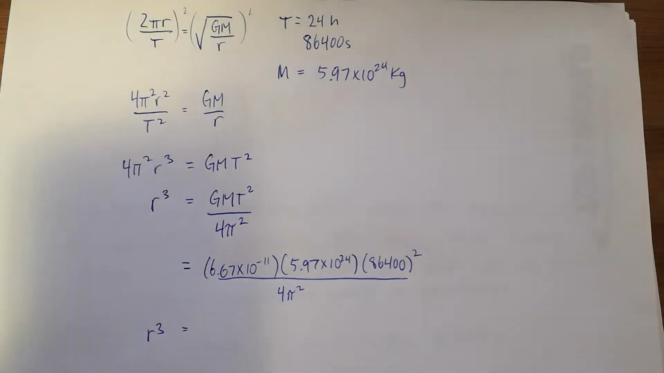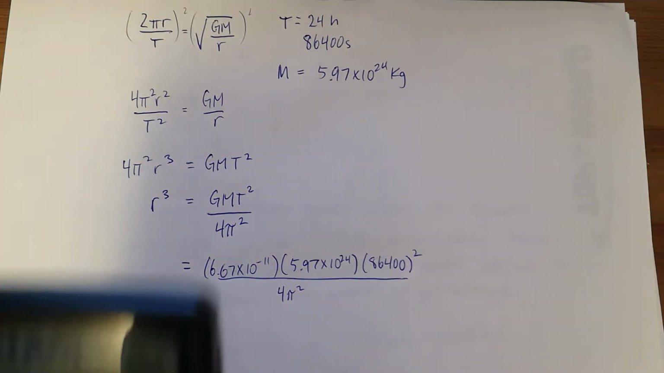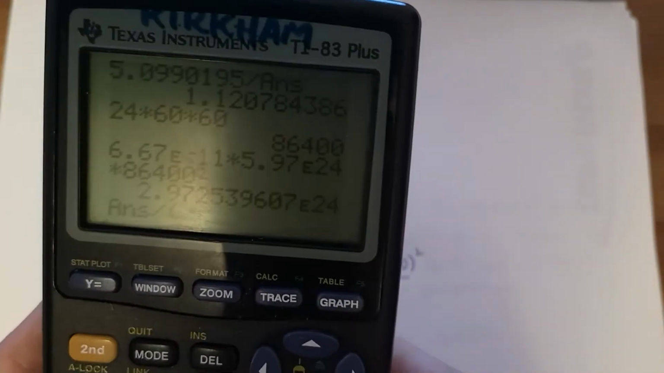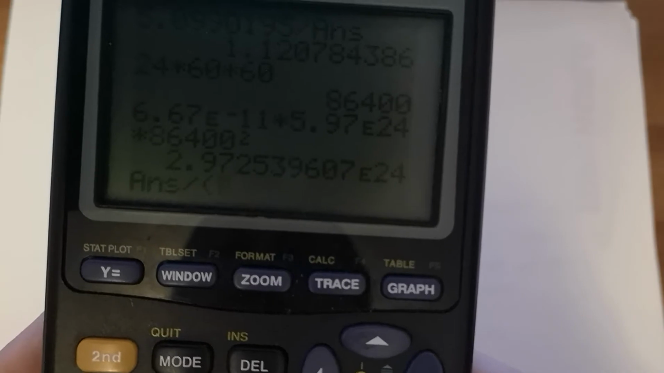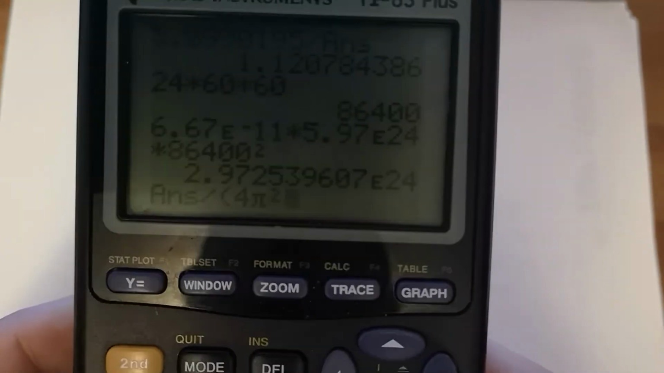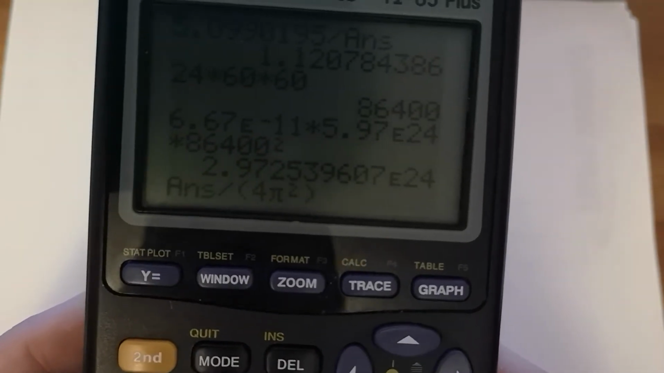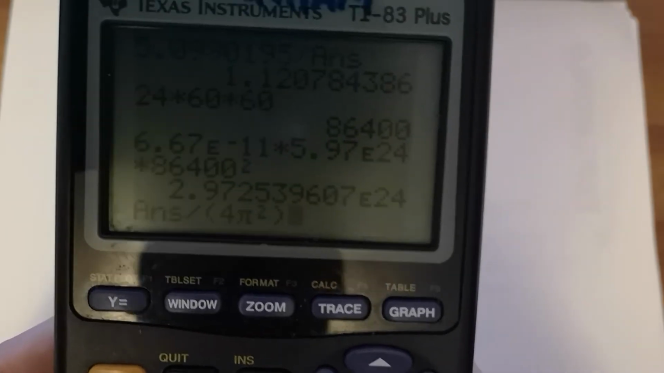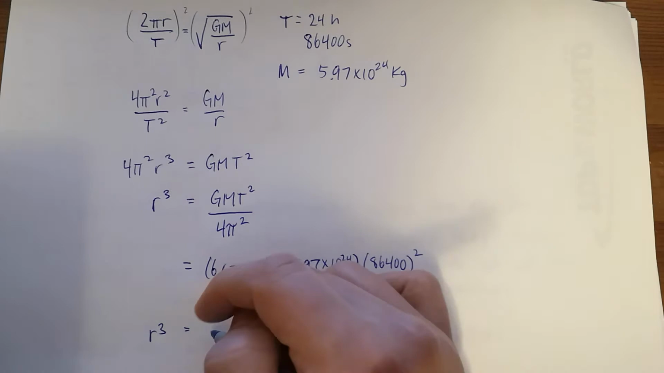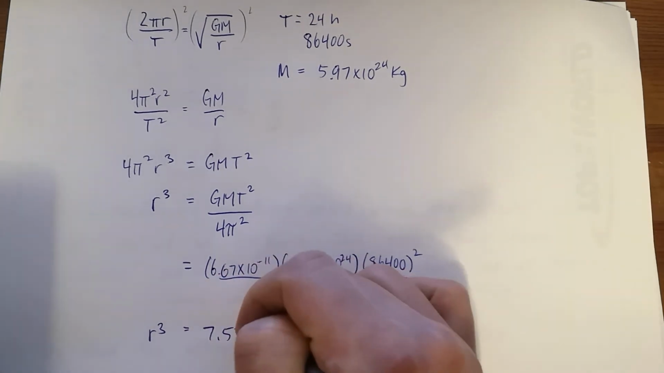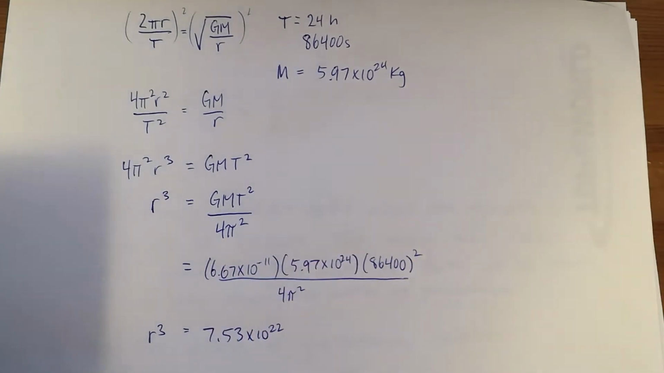Okay, one thing I just want to point out, because I want everybody to get it right, I've inputted the numerator. I always like to put enter and then divide at the end, but if you don't put 4 pi squared in brackets, it's going to divide by 4 and then multiply by pi squared, and you definitely don't want that. Okay, so when I do this, I get 7.53 times 10 to the 22.